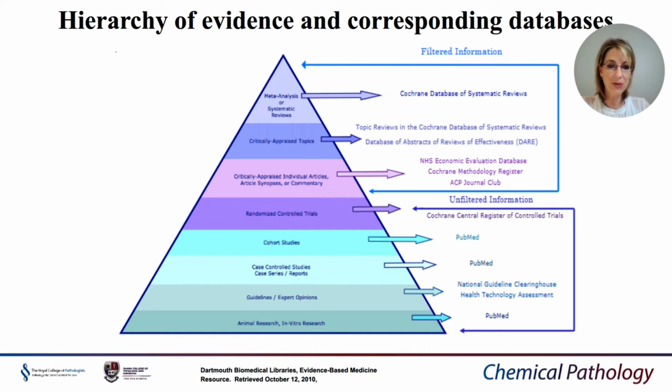Unfiltered information could even include randomized controlled trials. Again, you have to filter through the questions that we've mentioned and through the grading system in terms of the bias of the trial and how the study design was set up. Cohort studies may be found on PubMed, as well as case-controlled studies. And then guidelines can be found in the National Guideline Clearinghouse, and other animal in vitro research, again, could be sourced from PubMed. These are just some of the corresponding databases to the hierarchy of studies.